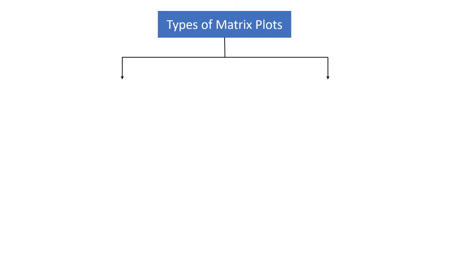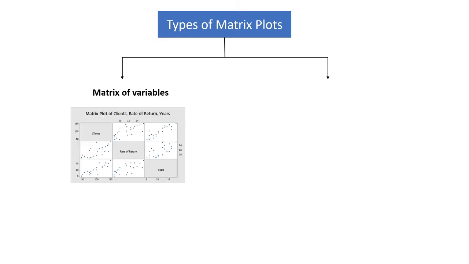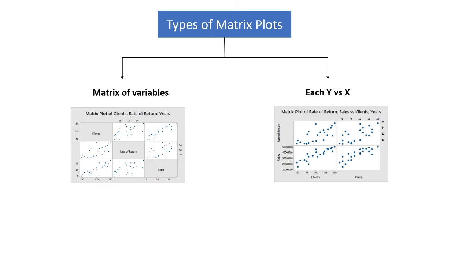There are two main types of matrix plots. The first one is matrix of variables, and the second one is each y versus x matrix plot. In case of matrix of variables, it accepts up to 20 variables and it then creates a plot for every possible combination of those variables. For example, this plot shows the combination of each of the variables, that is clients, rate of return and years, that are present on the diagonal of the matrix plot with each other.